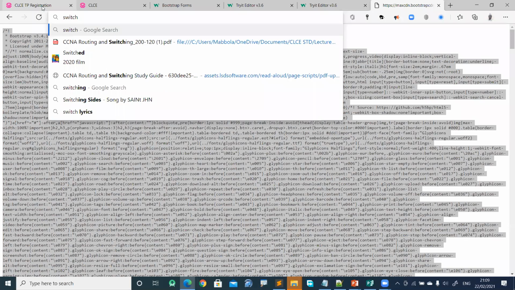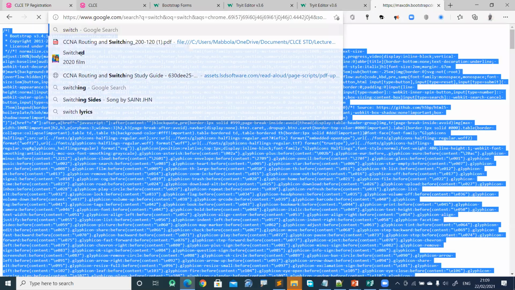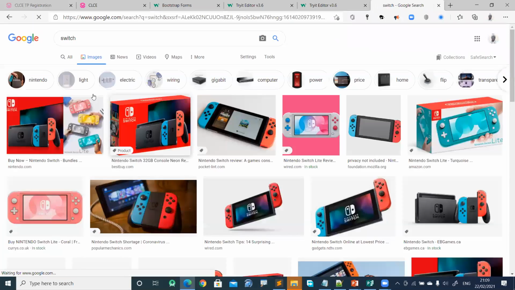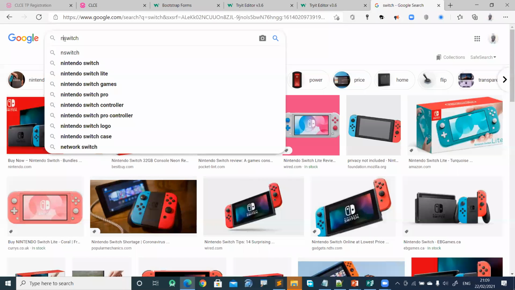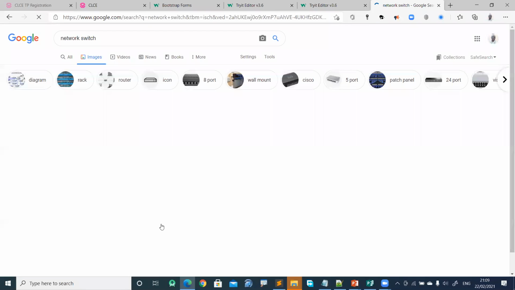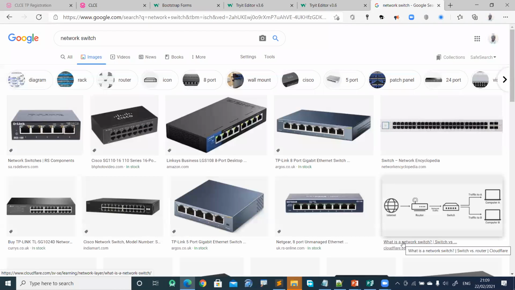Okay, open them. Let me search network switch. Here, network switches. They have a lot of ports. And hubs also look the same.